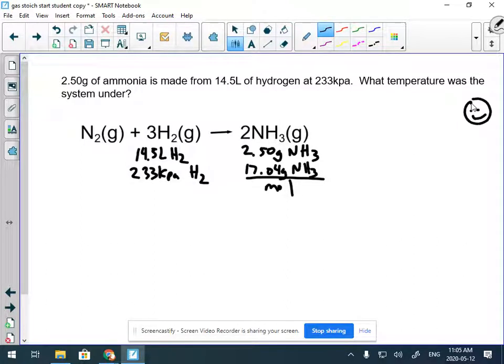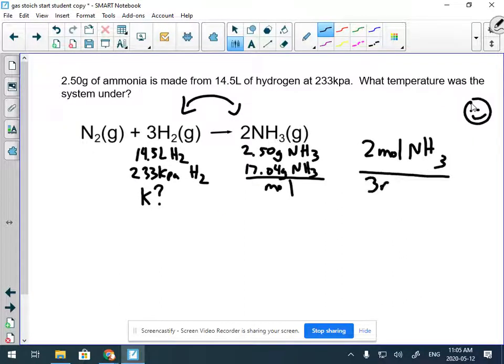All right, it wants temperature. We also have the mole ratio. We're comparing these two, so 2 mole of nitrogen over 3 mole of hydrogen. Doesn't matter which way you do it. The last thing I need: it's given me volume and pressure, and it's asking for temperature.